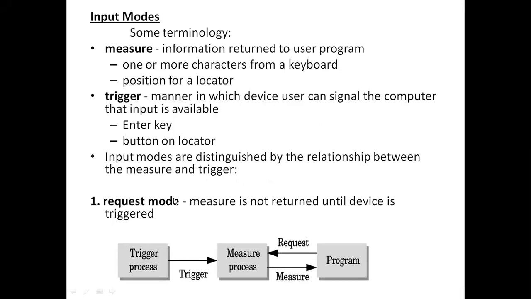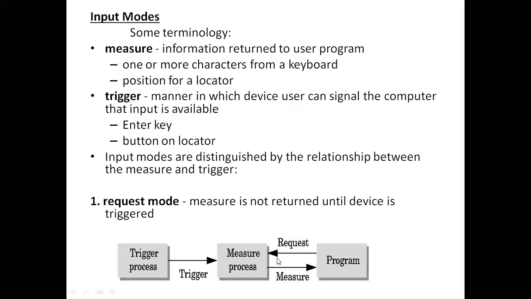Request mode: here the measure means the information. The information is not returned to the program until the device is triggered. That means the measure is not returned to the program. That is, the information is not returned to the program until the device is triggered. So, an example for this.